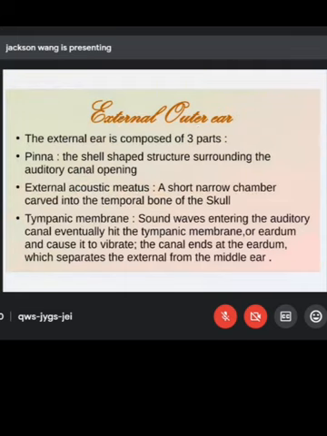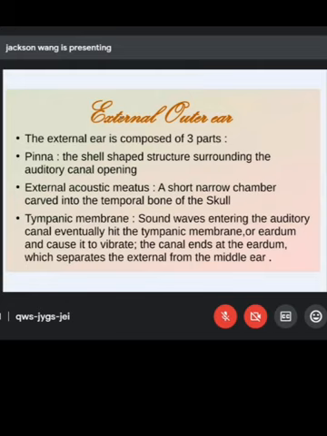External outer ear, l'oreille externe. The external ear is composed of three parts. Pinna, ça veut dire le pavillon, the shell-shaped structure surrounding the auditory canal opening. External acoustic meatus, c'est le canal auditif externe, a short tubular chamber carved into the temporal bone of the skull. And the tympanic membrane, c'est la membrane tympanique.